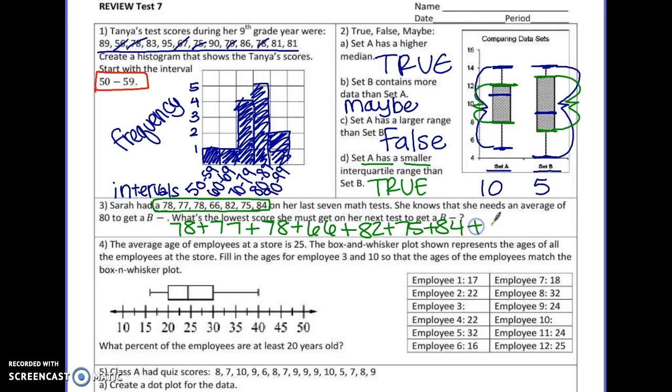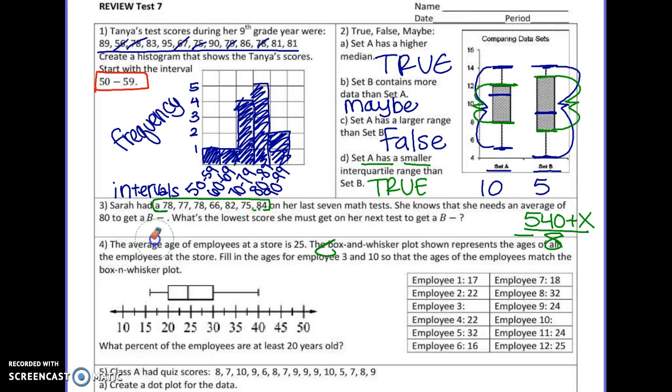She has one more test to take, and we don't know what she's going to get on it. We want to find out what she has to get on that test to be able to get her B minus. So we would take not just 7 scores, but 8 because we have that unknown test score that we are trying to find out. So if we add up the 7 test scores, we would end up with 540 plus the test we don't know what she scored on, and then divide it by 8.